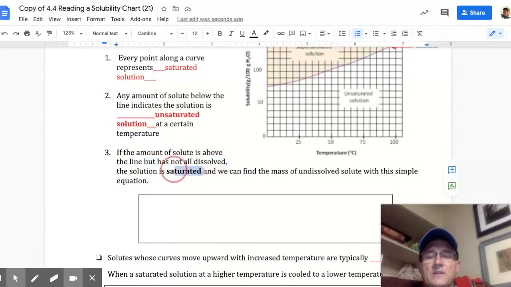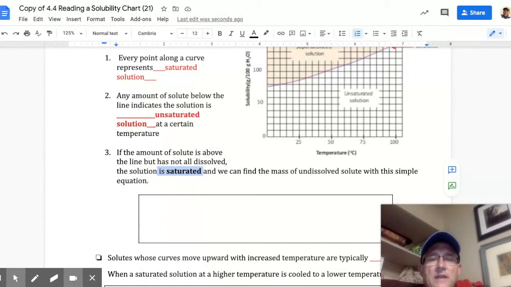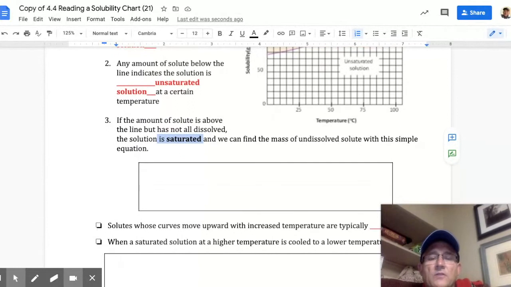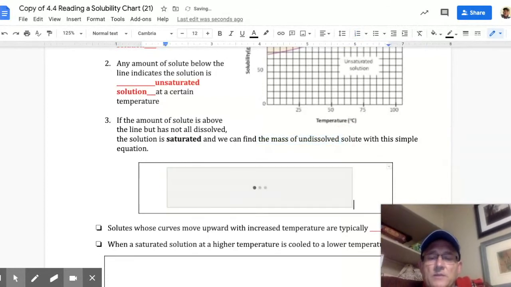The reason is because it's saturated. So the most that it can get is at that line. It can't get above that line. And so now we're trying to figure out how much is undissolved. Well, we can do that by using a fairly simple equation.